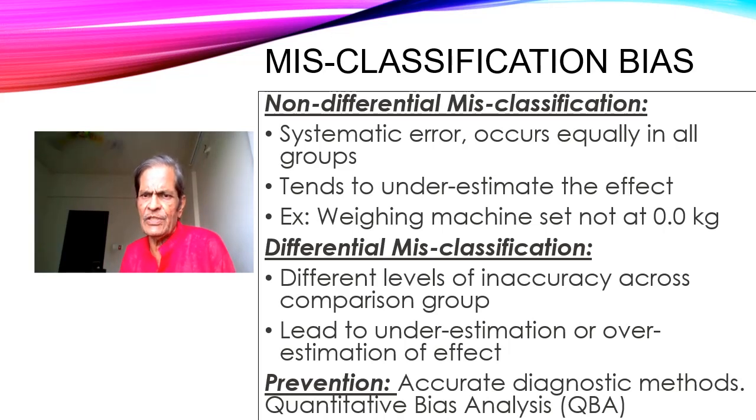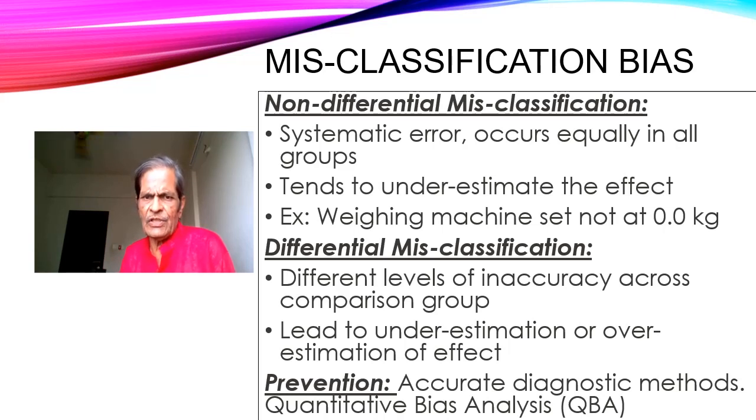The example is a weighing machine that is not set at 0. It is set either at 0.5 kilogram or 0.1 kilogram, or it is set on the other side, the zero is on the left side of the pointer. Such a type of error, if it is occurring, is called a non-differential misclassification, which occurs equally in all groups.